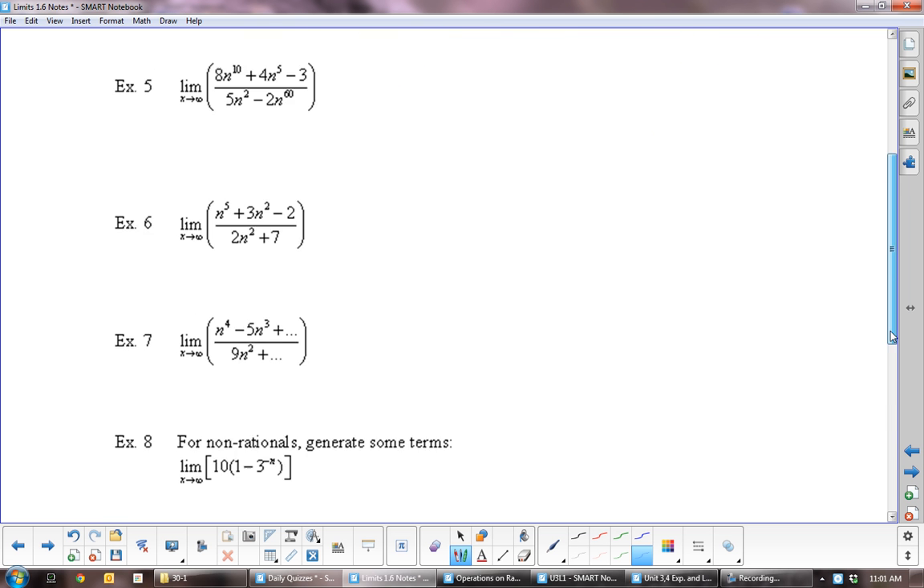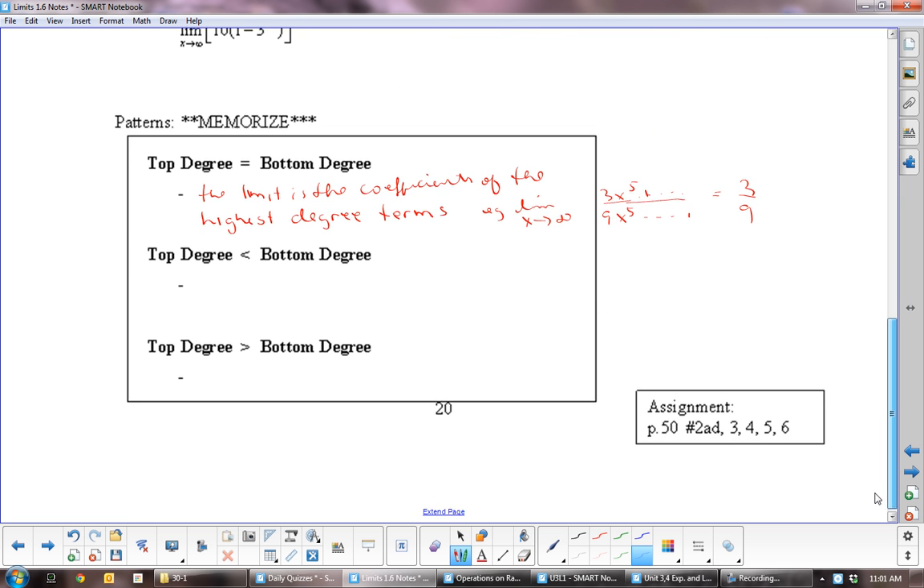So let's go down to our rules. If the top degree is less than the bottom degree, the limit will equal 0. So for example, x to the 3 over x to the 5 will equal 0.